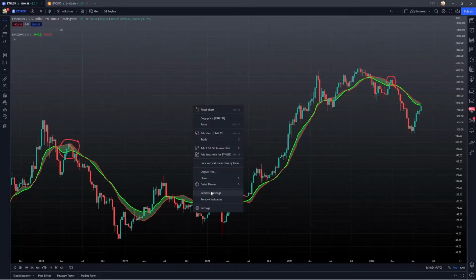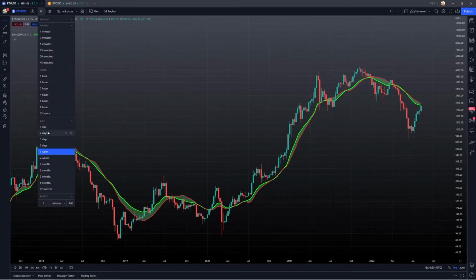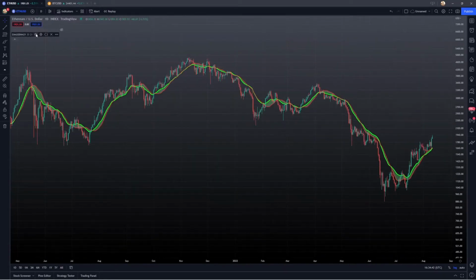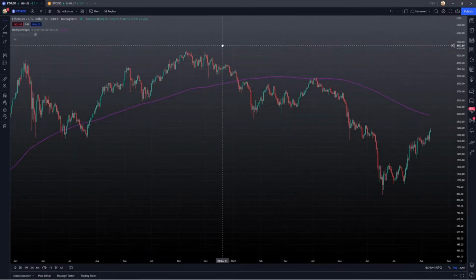Now I want to switch over to the daily chart, where potentially we can see a little bit of confluence with some of these other moving averages. And what I'm going to be looking at here is the 200-day simple moving average.